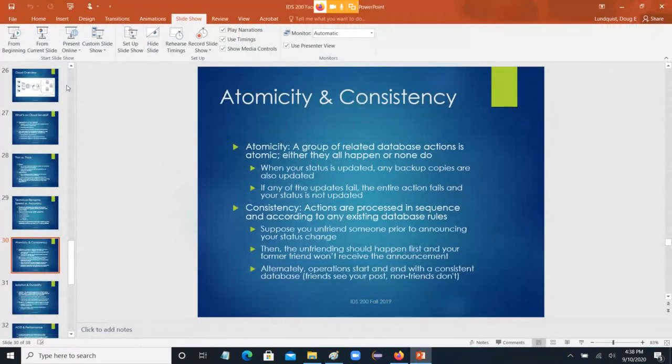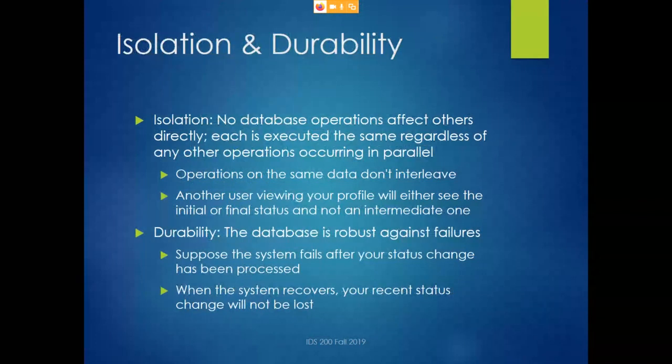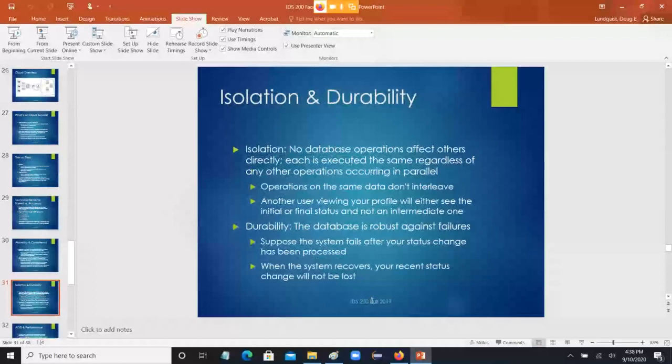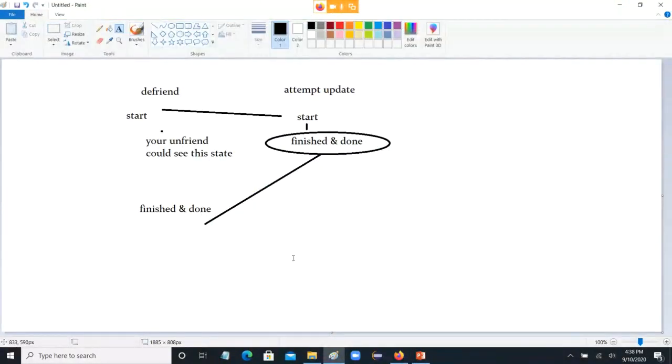Okay, next one, isolation. Isolation means no database operations are going to affect others directly. Basically, they're all isolated from each other. Any operation is going to work the same regardless of what's going on in the system. In practice, this means multiple actions having access to the same data. I'll give an example of isolation.